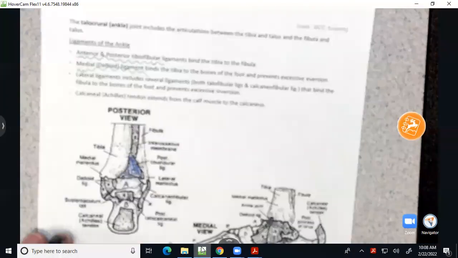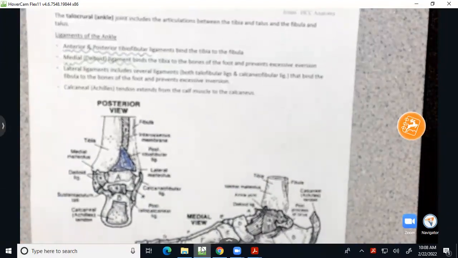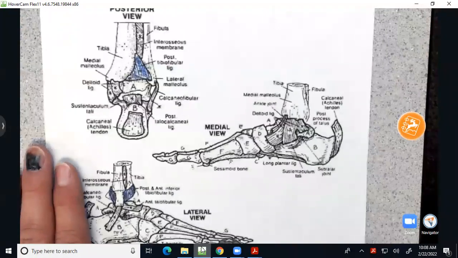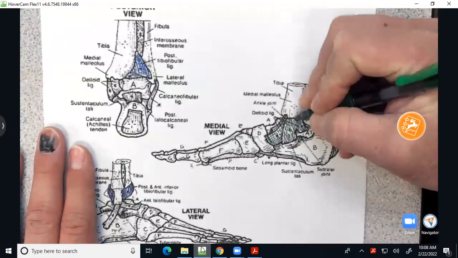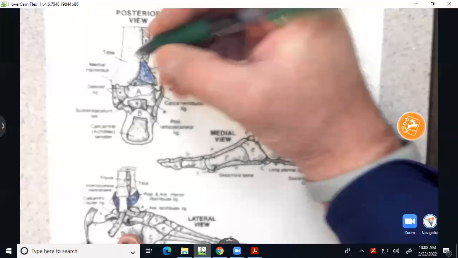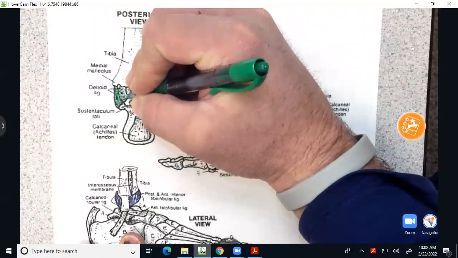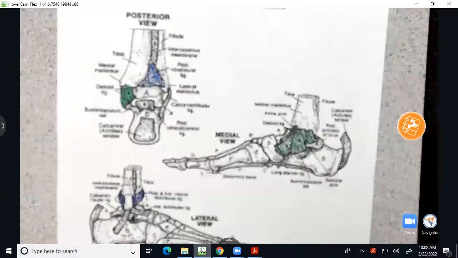Okay, the next ligament I'm going to color, and that's the color green, is the medial or deltoid ligament. I would hope everybody could use common sense to figure out that the medial view is where you're going to find those. They connect the tibia to the bones of the foot and prevent excess eversion. Remember, eversion is where the bottom of your foot tips outward. If you look back here in our posterior view, we can also see part of them, connecting the tib to the ankle.